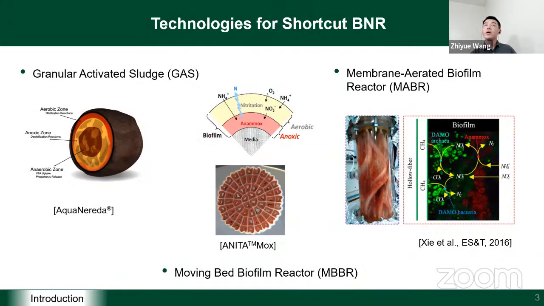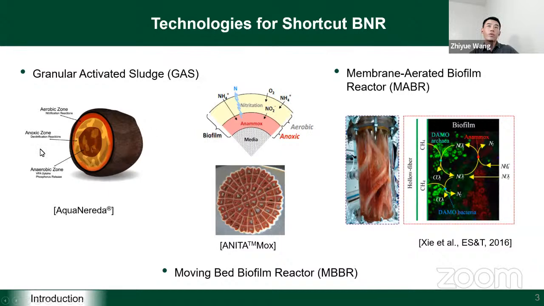So there are some technologies right now that help us retain these specific organisms. Here I have shown three examples. One of them is granular activated sludge. This relies on the self-organizing activity of microorganisms, forming this granular structure by secreting extracellular polymeric substances, or EPS. And these allow them to aggregate and settle faster in the system.